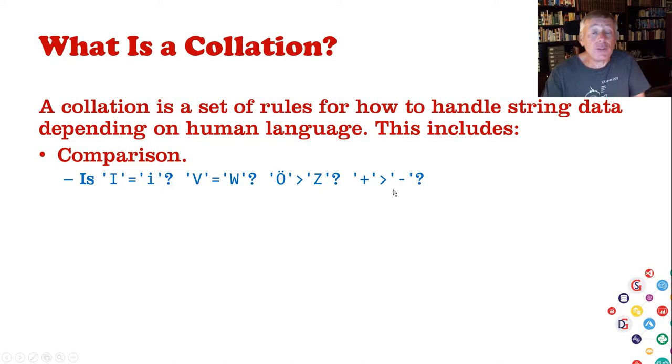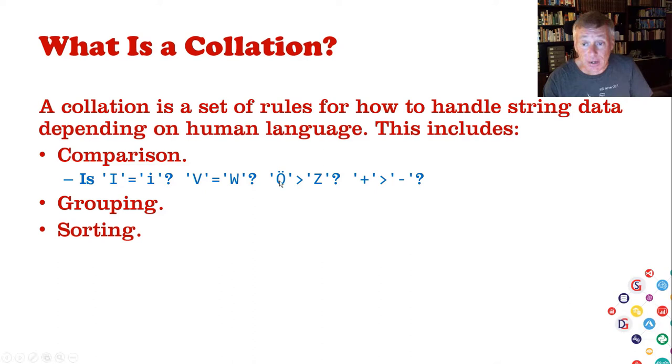Well, you may think that all of these, or some of these, they always have the same outcome. You might say to yourself, how could these two ever be equal? Well, be prepared. In this session, you will see examples of where all of these four are either true or false. Just beware. Once we have the rules for comparison, that gives the rules for grouping. Because if these two indeed are the same, well, then they will group together in the group by. Likewise, sorting. If this one is greater than Z, well, then O with dots over will sort after Z in an order by clause. Else, it will sort before Z.